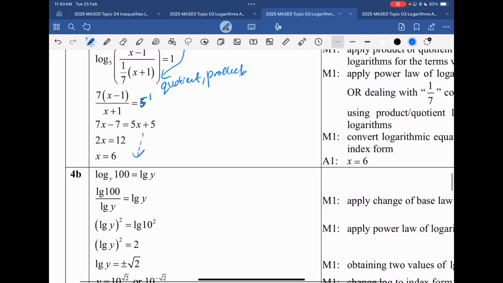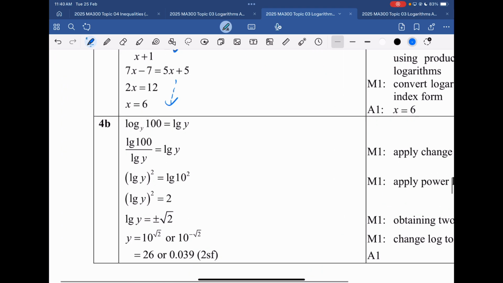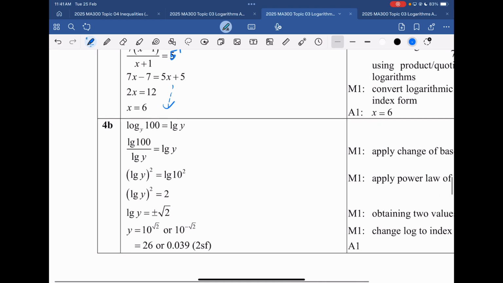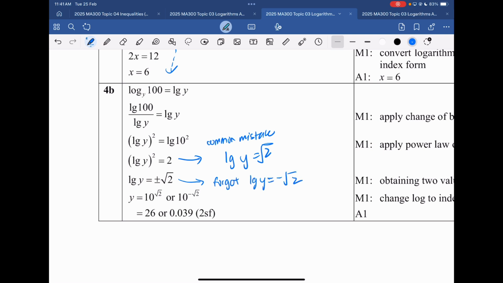4b. Okay, 4b, right? I think a lot of students did this from here to here. Common mistake: a lot of students write log y equals 2, or log y equals square root 2. A lot of them forgot the minus. They forgot log y equals negative square root 2. So you must remember, guys, when you take a square root, you need to plus minus both sides.